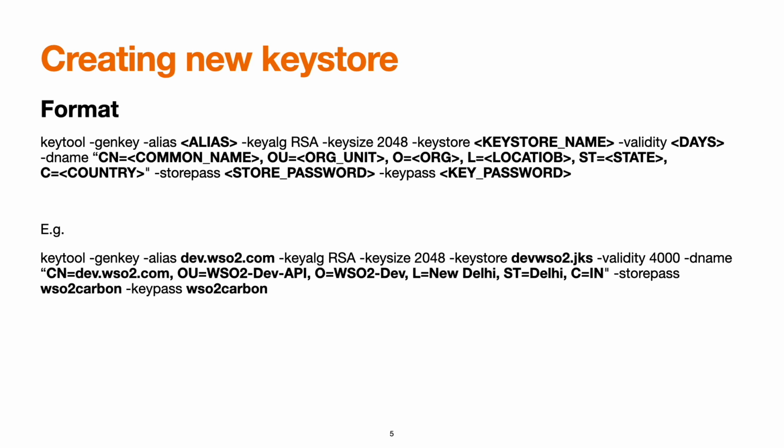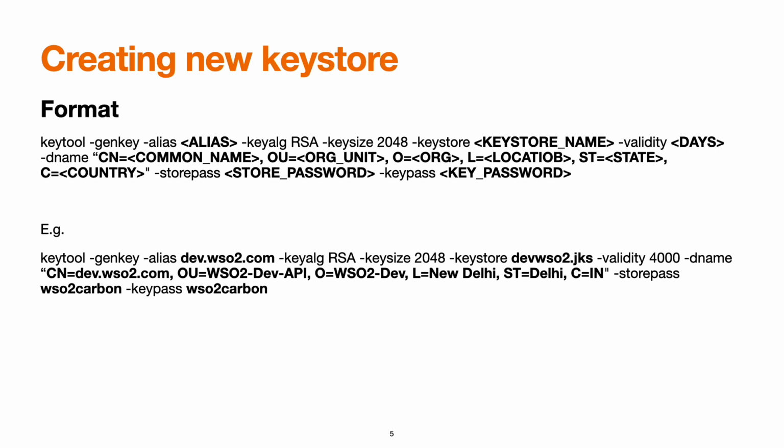Okay, so keytool -genkey -alias, then we have to provide the alias name. Then we have to provide the key store name, and we have to provide the validity. These are optional parameters that we can give in the command line itself or in the terminal window once it is prompted.